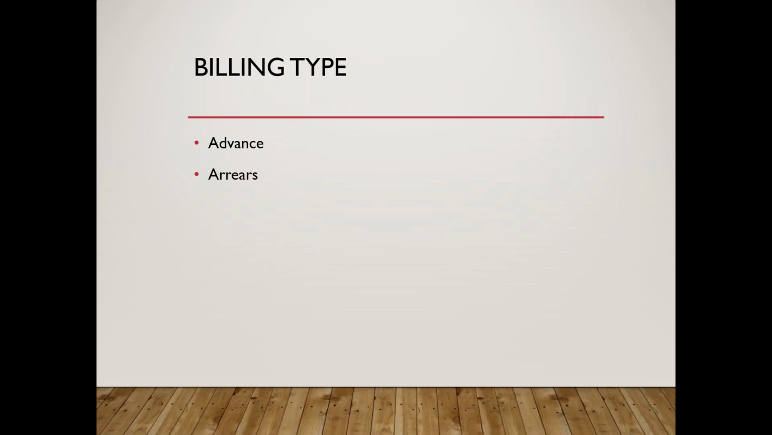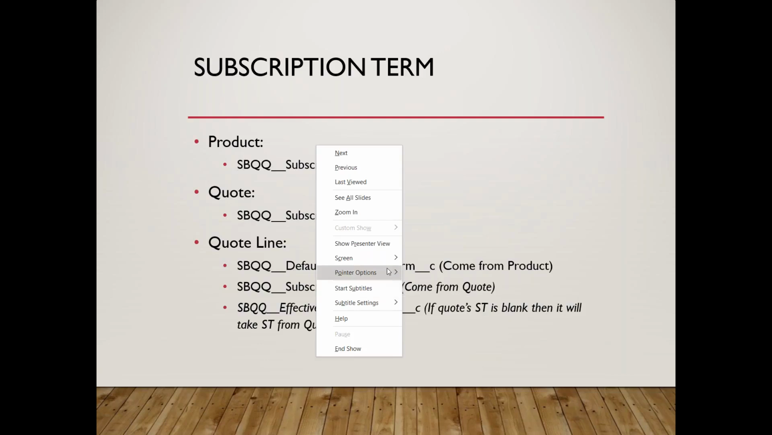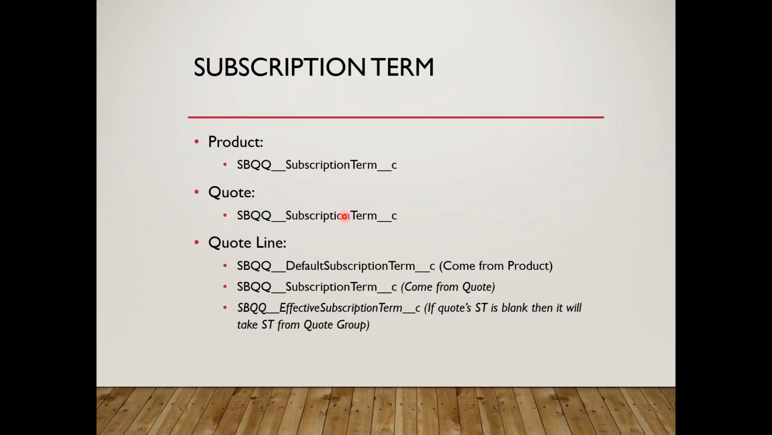Then we discussed billing type, advance, like before the order activation, and arrears, meaning after the activation. Then there is one more field actually, which we have not discussed. We discussed, right? Yesterday we discussed subscription term, that is 12 months, right? So what is this subscription term? Subscription term, we have on three objects. This is very important. Let me explain in a deeper level.